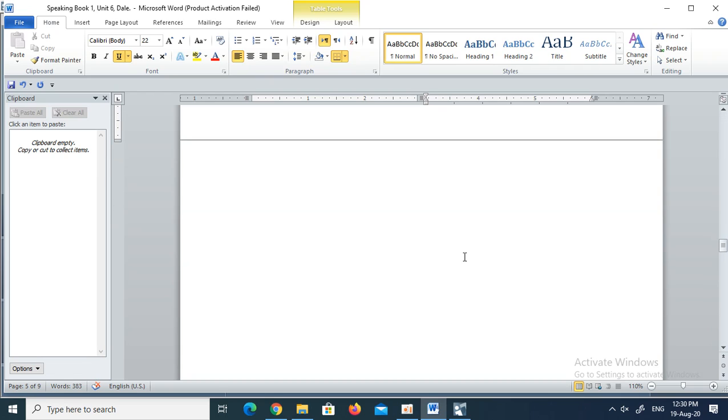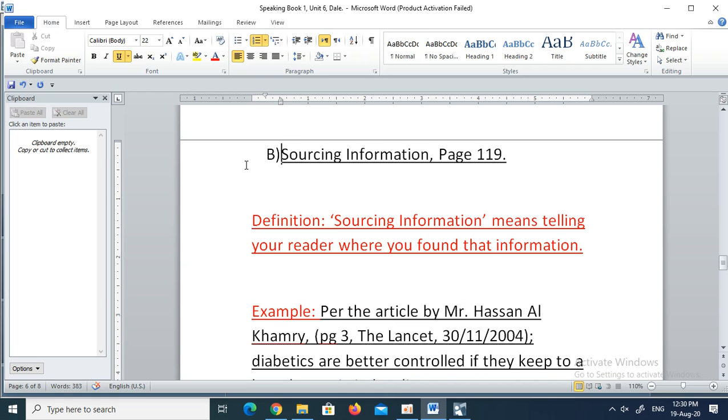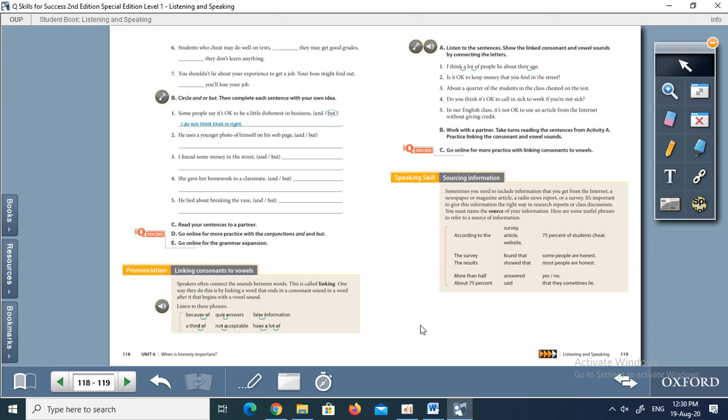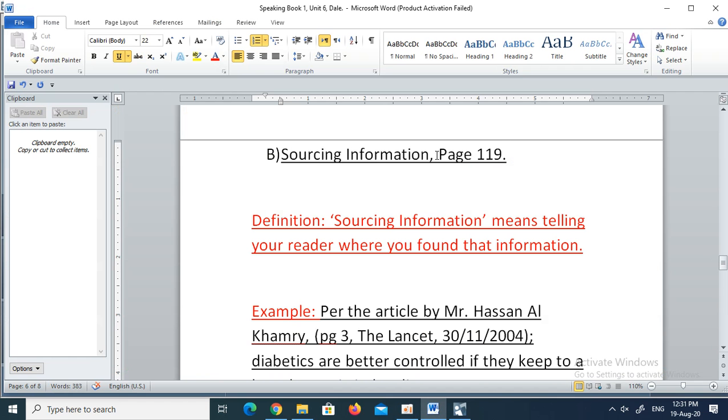All right. You should have filled in all the correct answers. And the next section we are covering is section 1 on page 119, called Sourcing Information. Okay. Page 119, everybody, in your books, that page, and it is called Sourcing Information.